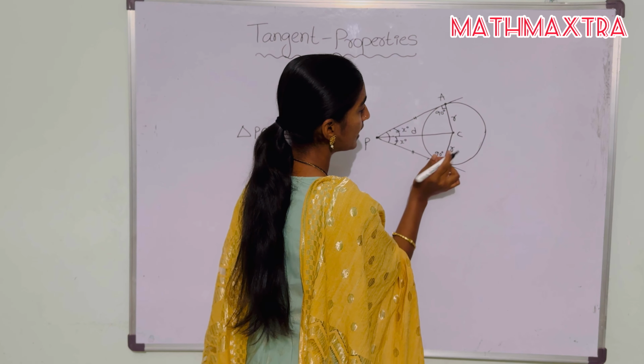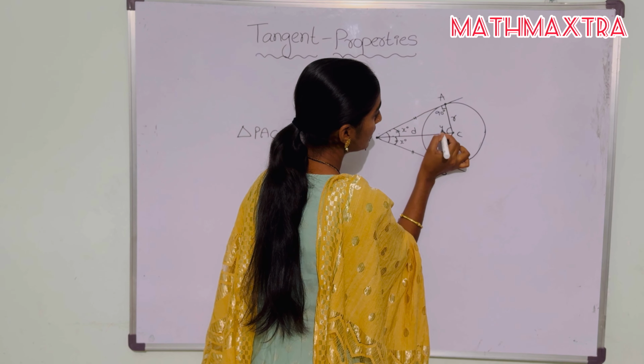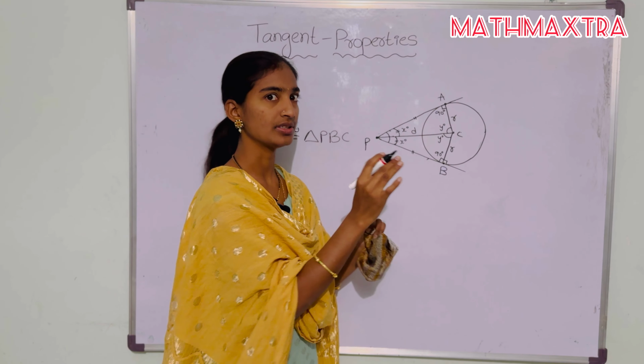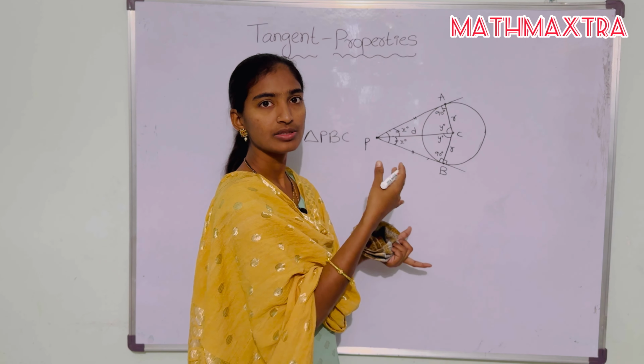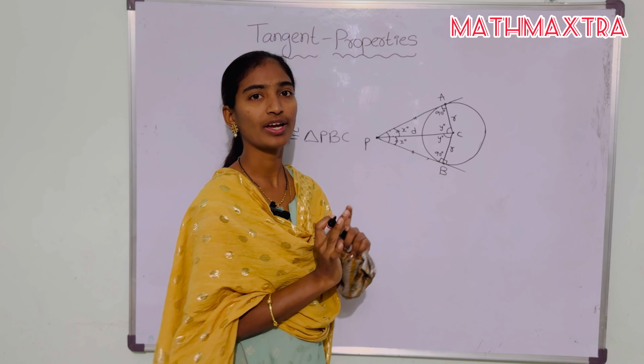This is 90 degrees, 90 degrees. And what about these? These two angles are also equal, right? As these two triangles are congruent to each other, the corresponding angles are also equal. So these two angles are equal, these two angles are equal, as well as these two angles are equal.